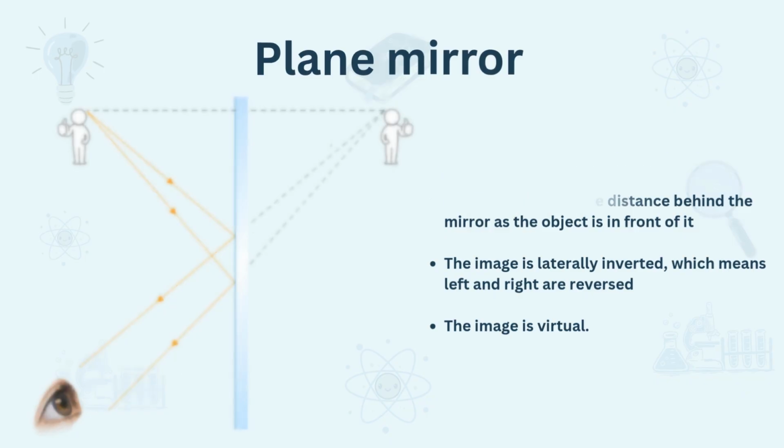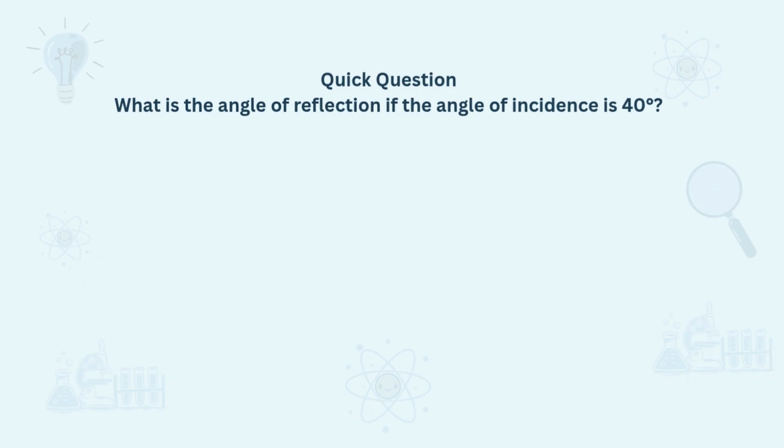Now, let's check our understanding with a quick question. What is the angle of reflection if the angle of incidence is 40 degrees? According to the law of reflection, the angle of incidence is equal to the angle of reflection. So the correct answer is 40 degrees.